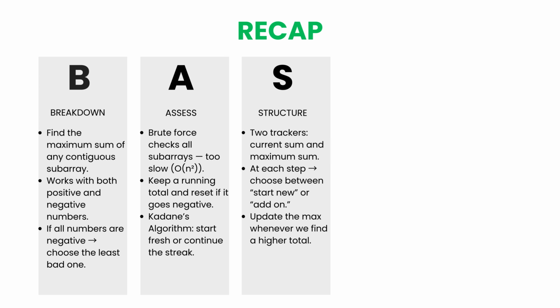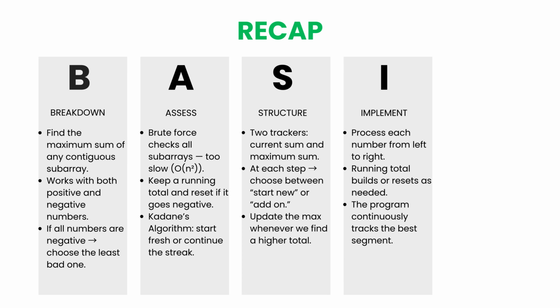Structure recap. The structure revolves around two trackers, one for the current running sum and one for the overall maximum. As we iterate through the numbers, we decide whether to extend the current streak or start fresh at the current element. At every step, we update the global maximum if the new running total is higher.